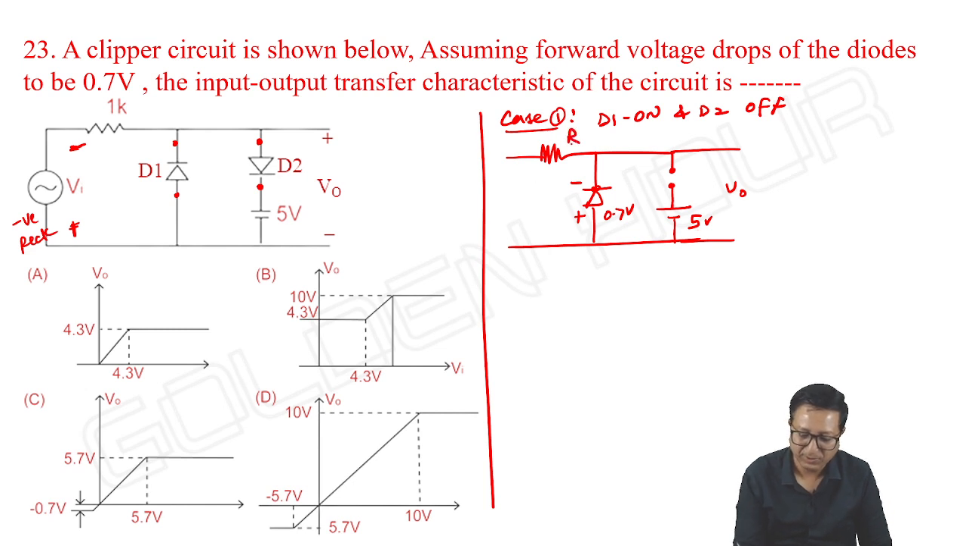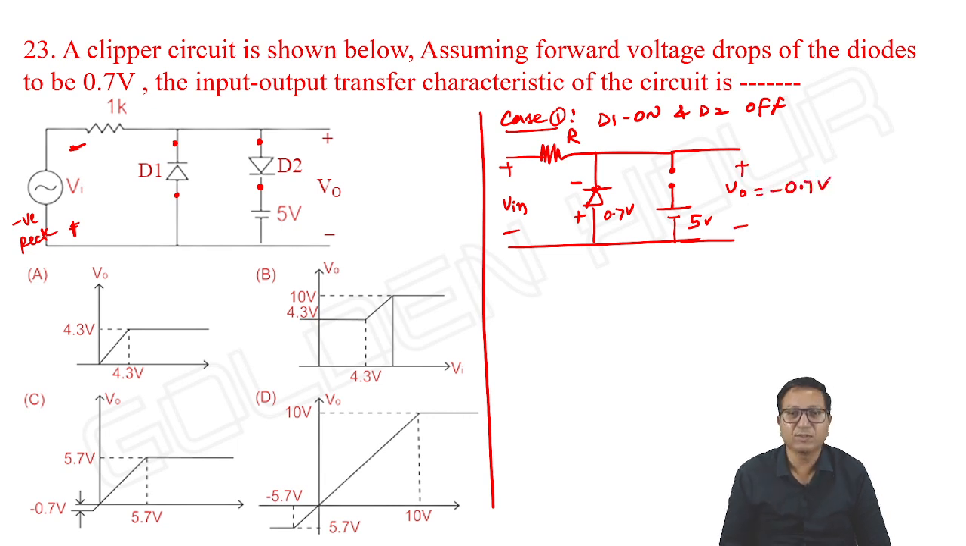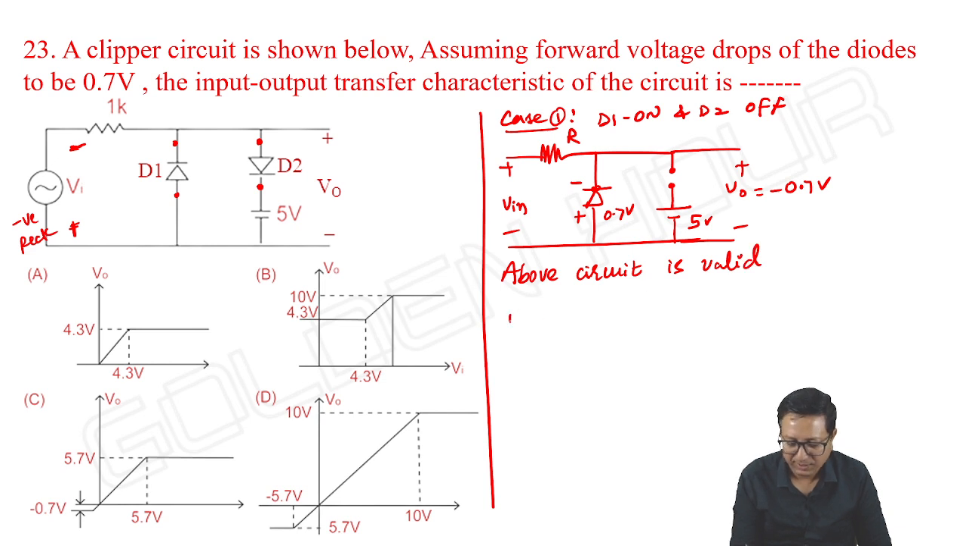Five volts are input. So what is V output? Minus 0.7 volts. And how long is this true? This is true as long as the input is negative, or instead of negative, I can say breakpoint 1. The above circuit is valid if V input is less than breakpoint 1.